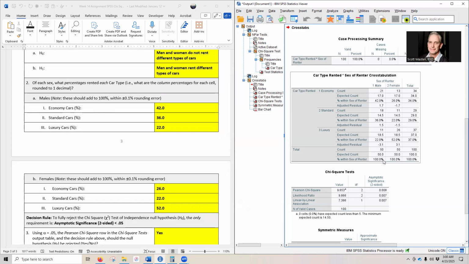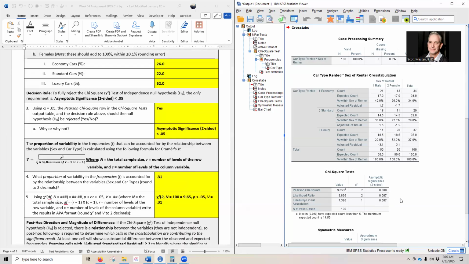Because we got column percentages, the columns all add to 100. If we had gotten row percentages, the rows would add to 100. So in this case, we're doing of males, what percent rented each type of car? Well, it was 42.0 for economy, 36.0 for standard, and 22.0 for luxury. We got the same thing for women, 26.0% economy, 22.0% standard, and 52.0% like those luxury cars.